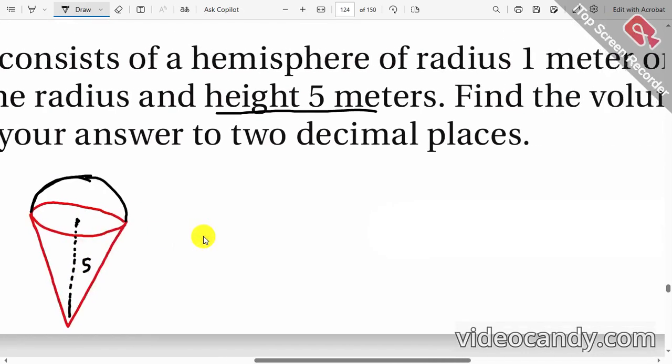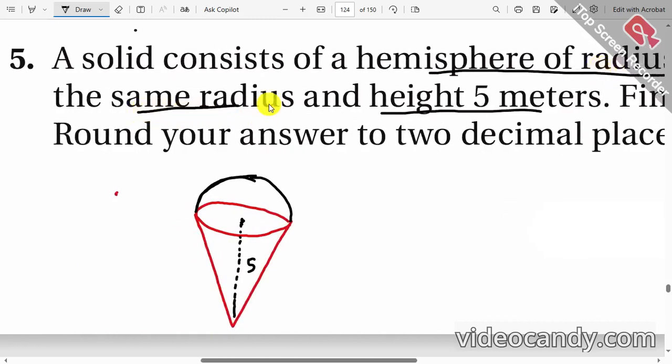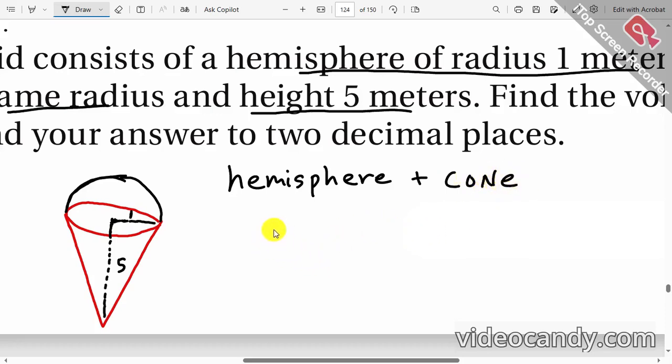All right. And it says the hemisphere radius is 1 meter. And the cone has the same radius. So let's see, the hemisphere radius goes from the center to the circle itself. That's 1. All right. So we basically have a hemisphere on top. And a cone on the bottom. All right. So that's the volume.